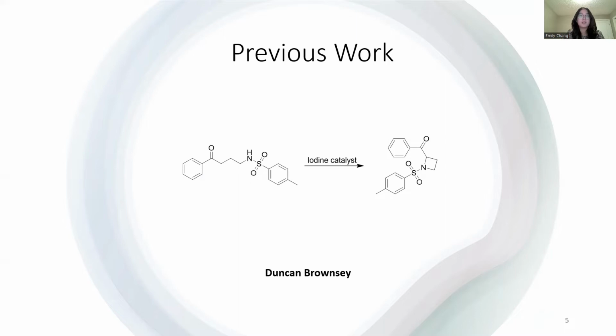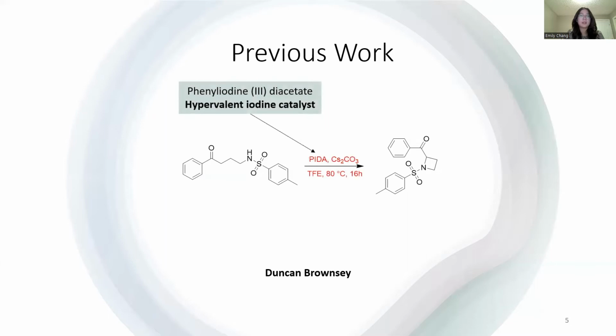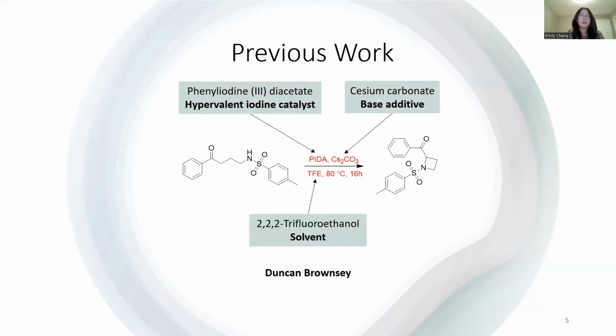One of the grad students in our group, Duncan Brownsey, has come up with a set of reaction conditions that made this reaction work. Duncan used PIFA as an iodine catalyst, cesium carbonate as a base additive, and TFE as the solvent of the reaction. The reaction took place at 80 degrees Celsius for 16 hours. Duncan was able to get a promising yield of 58% of the azetidine product.